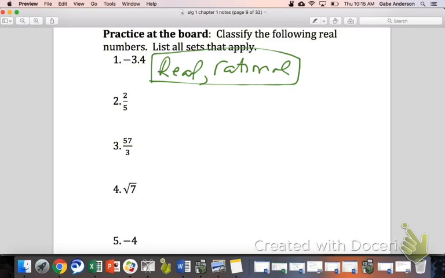So let's give it a try. Let's get a group up there to the board, looking at 2/5 right there. And let's write down the sets of real numbers that it belongs to. I will write down your options over here.